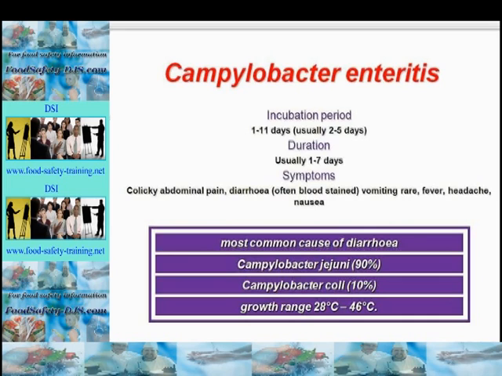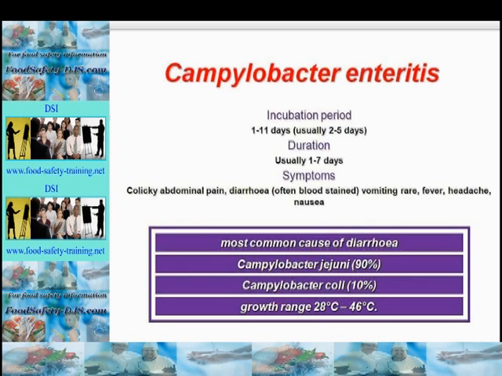It comprises mainly Campylobacter jejuni, 90%, and Campylobacter coli, 10%. The growth range is between 28 and 46 degrees Celsius. Other characteristics include it's gram-negative, reduced oxygen is required for growth, there are no long-term carriers, and it multiplies quickly between 37 and 43 degrees Celsius, but not below 28 degrees Celsius. Easily killed by cooking, and a very important thing here is around 500 organisms are required to cause illness.